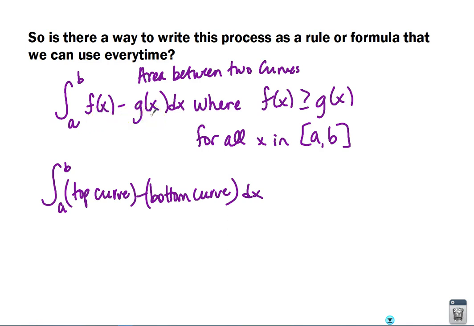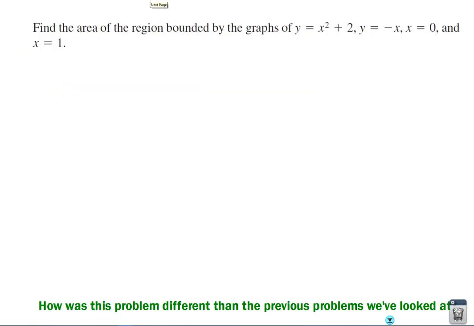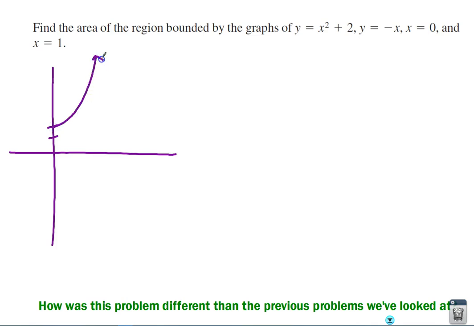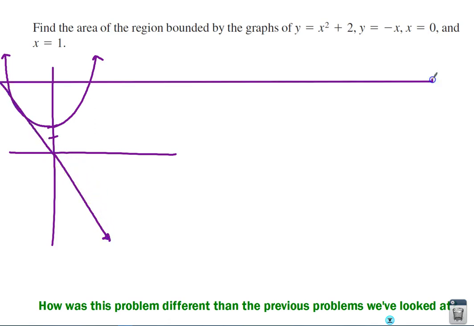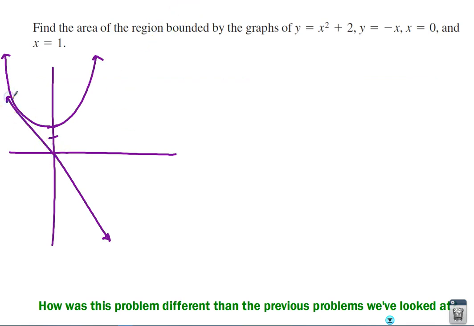Okay? Let's look at some examples here, so we make sure we really understand this. Find the area of the region bounded by the graphs of y equals x squared plus 2, y equals negative x, x equals 0, and x equals 1. This one, I kind of need a visual here. So let's graph this. So x squared plus 2, here's my quadratic. Y equals negative x is a linear function with a slope of negative 1. X equals 0 is the y-axis, and x equals 1.